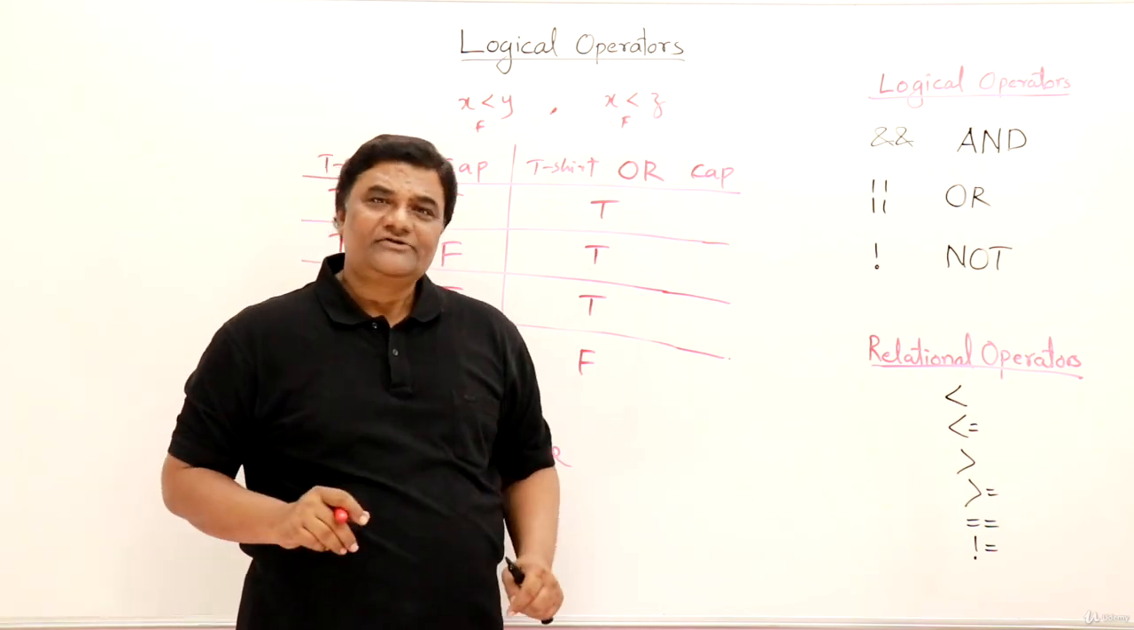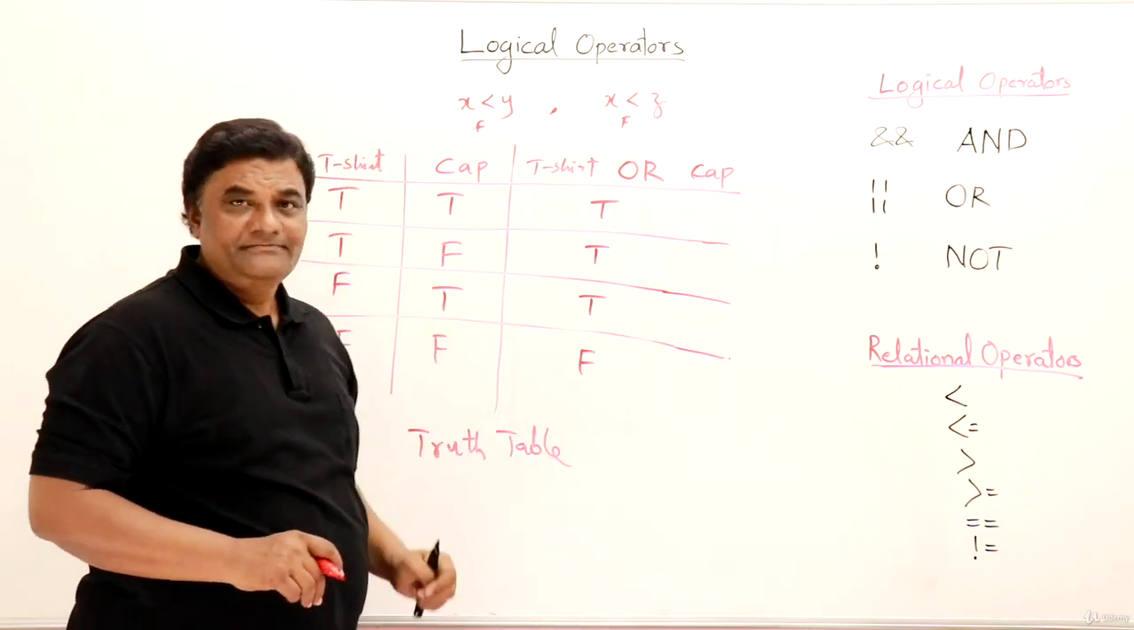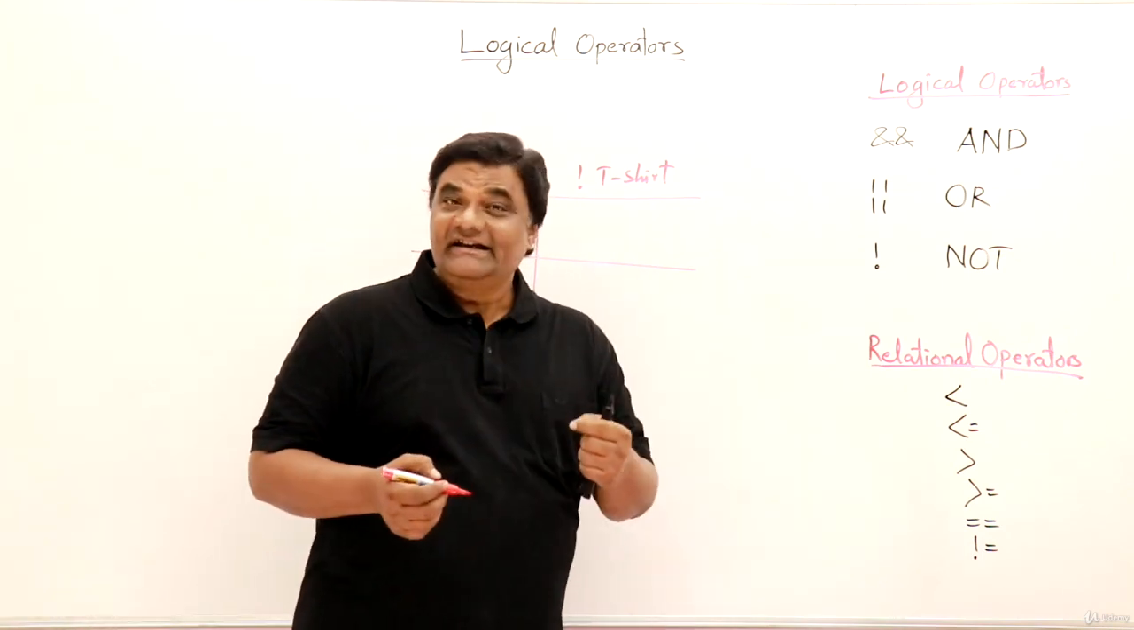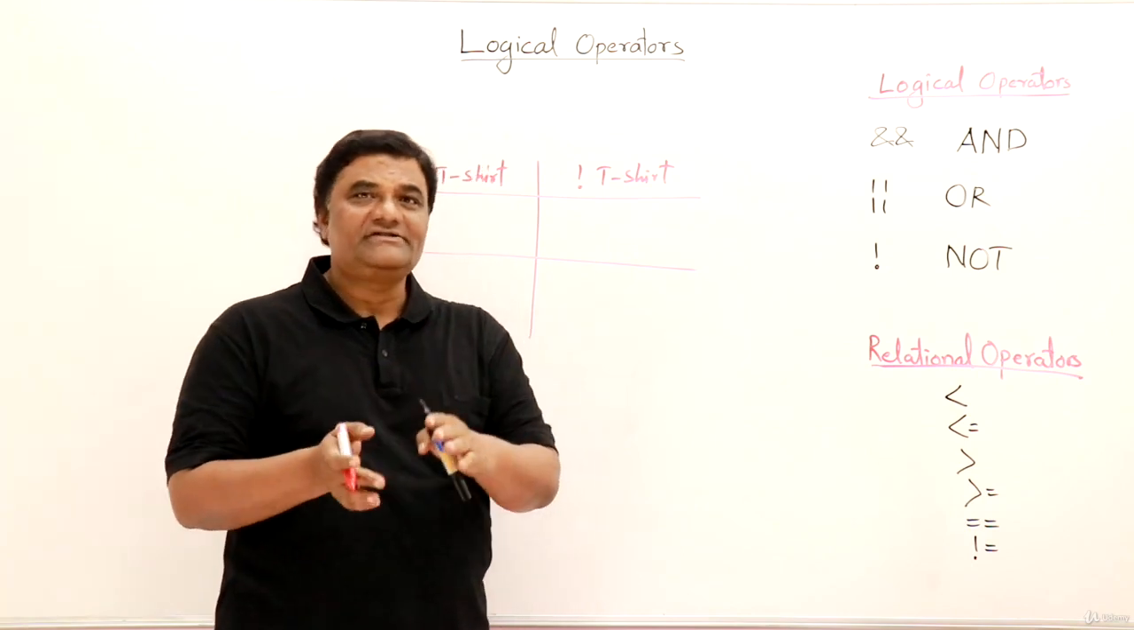Then one last thing I have to show you, that is NOT. So I'll just remove this table and I'll show you NOT. Now the last operator, that is NOT. NOT is used for negating a statement. Negating means if it is true, it will become false. If it is false, it will become true.